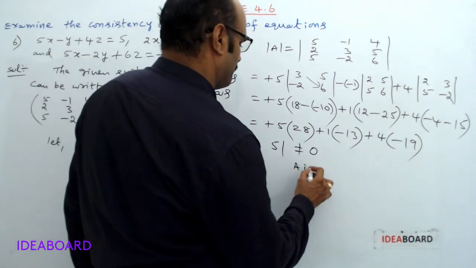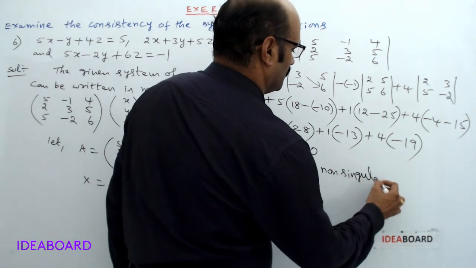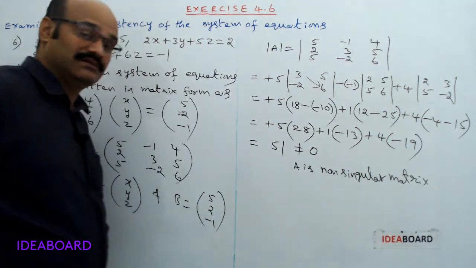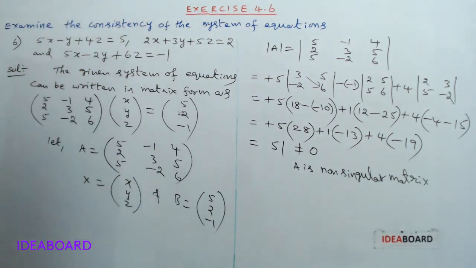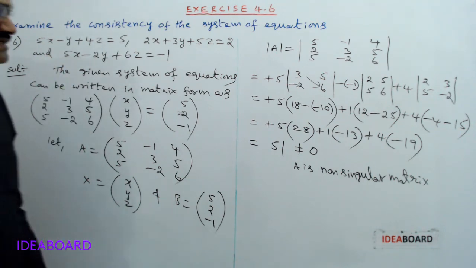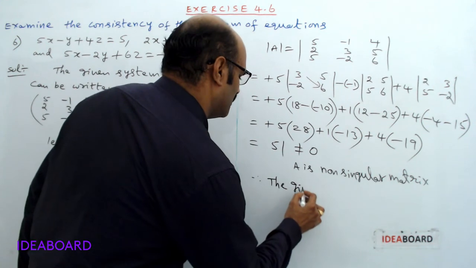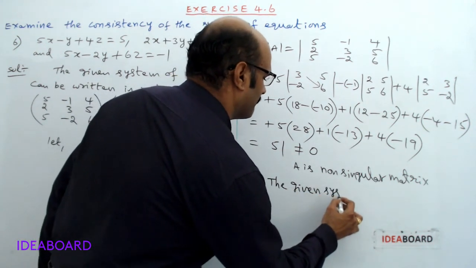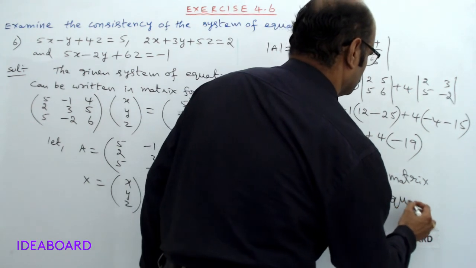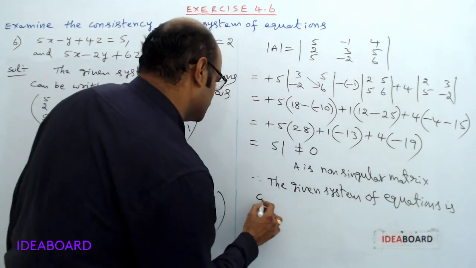Here A is a non-singular matrix. Whenever A is a non-singular matrix, then we say that the given system of equations is consistent. Therefore, the given system of equations is consistent.